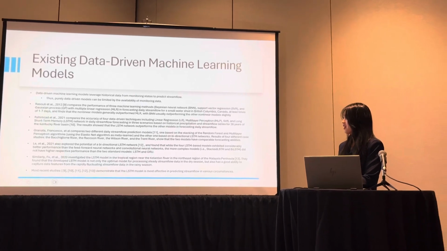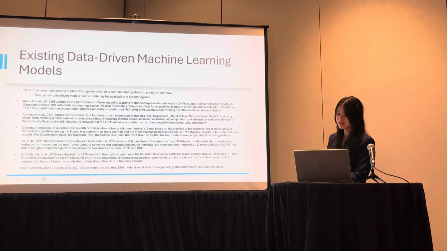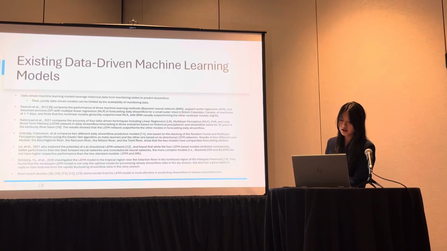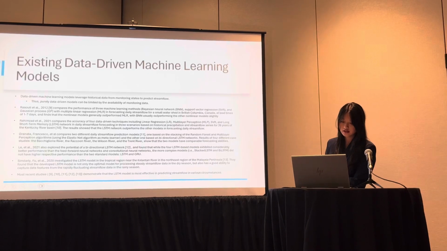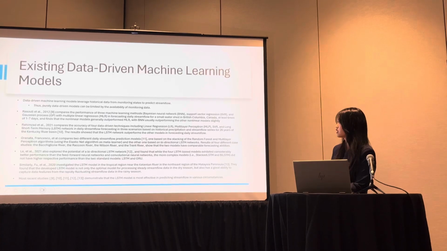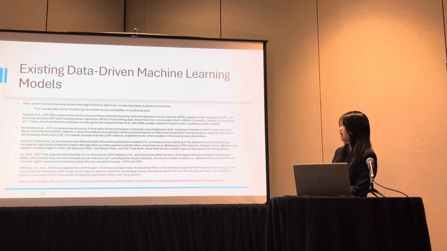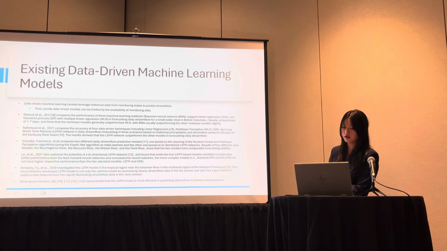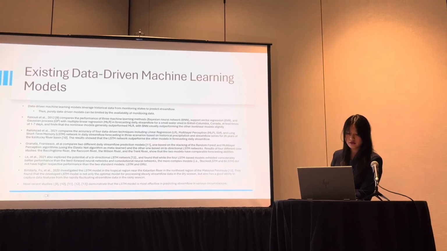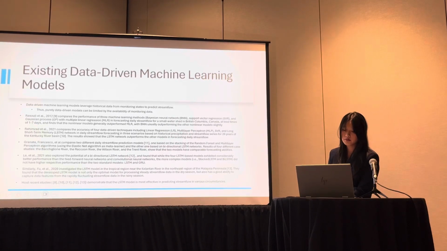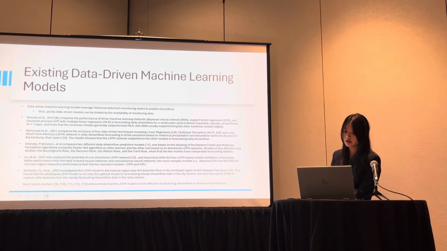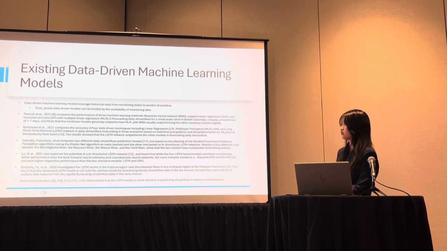I'm not going to talk about all of these papers because that would take too long, but just to give a few examples, in Rasuli et al., they compared the performance of the Bayesian neural network, support vector regression, and Bayesian process with multiple linear regression in forecasting stream flow in a small watershed in British Columbia, Canada. They found that the nonlinear models generally outperformed MLR, with BNN usually outperforming the other nonlinear models. Similarly, in Rahimzad et al. 2021, they compared the accuracy of 4 data-driven techniques, and they found that the LSTM network outperforms the other models in forecasting daily stream flow.